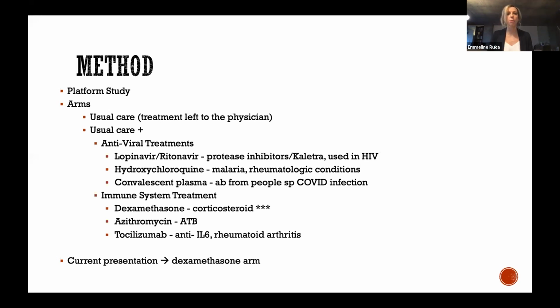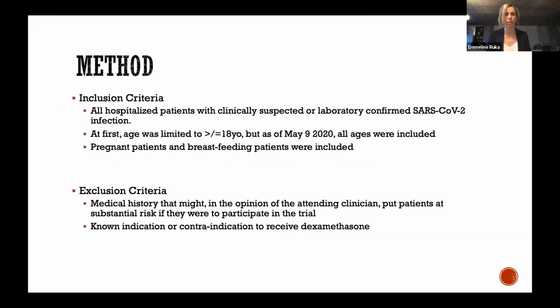So these are the arms that I'm showing to you. What you need to understand is usual care. Usual care is basically a conservative treatment with anything plus anything that the treating physician thought would work. Remember that we don't have a standard care yet for COVID-19. And then you were randomized either to an antiviral treatment or an immune system treatment. And the current presentation is on dexamethasone.